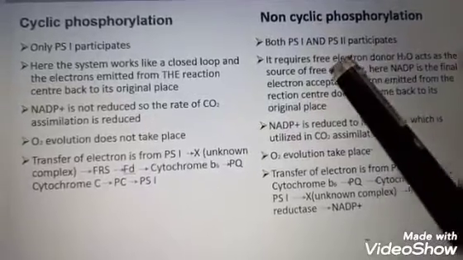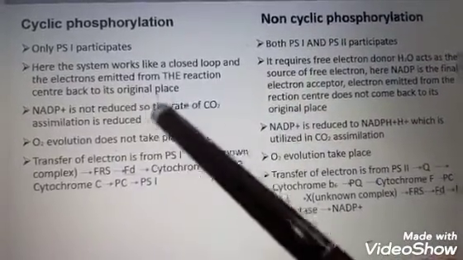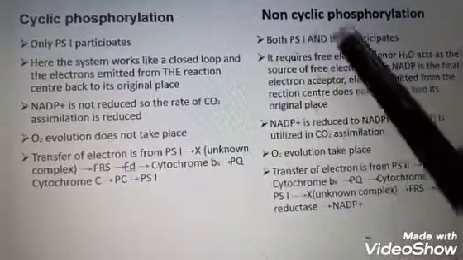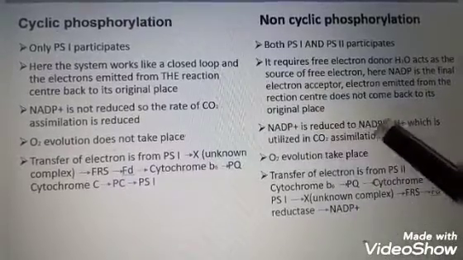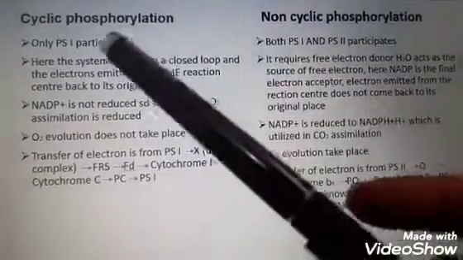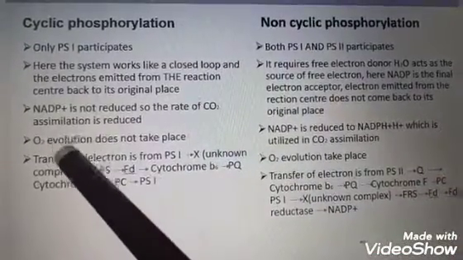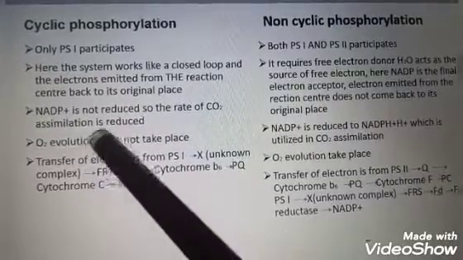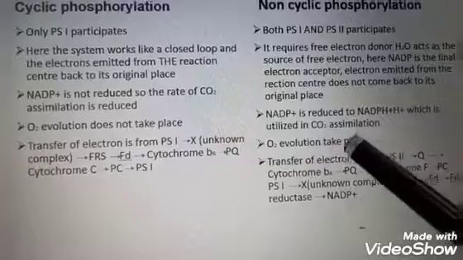The third difference is that in cyclic phosphorylation NADP is not reduced, so the rate of CO2 assimilation is reduced, whereas in non-cyclic phosphorylation NADP is reduced to NADPH2, which is utilized in CO2 assimilation. The next difference is that in cyclic phosphorylation there is no evolution of oxygen and no photolysis of water, whereas in non-cyclic phosphorylation oxygen evolution takes place.